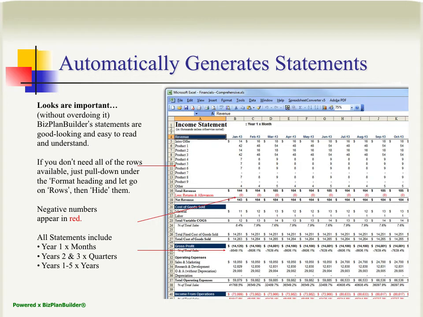The system automatically generates all of your expected financial statements from cash flow, income, budget, balance sheet, all of that. And we do it in 3 different ways: all by months, years 2 and 3 by quarters, and years 1 through 5 by entire year.